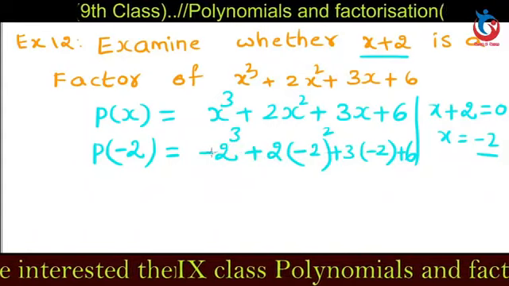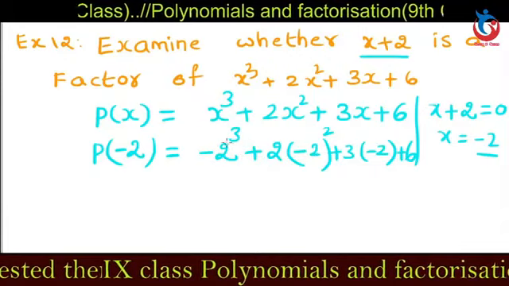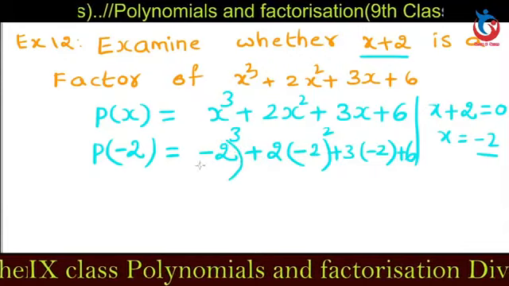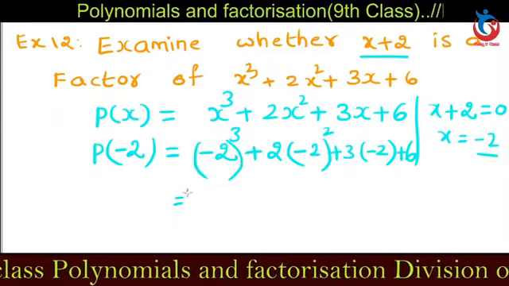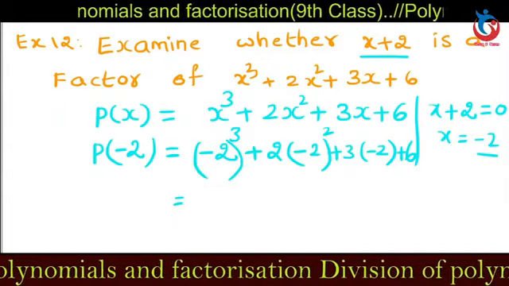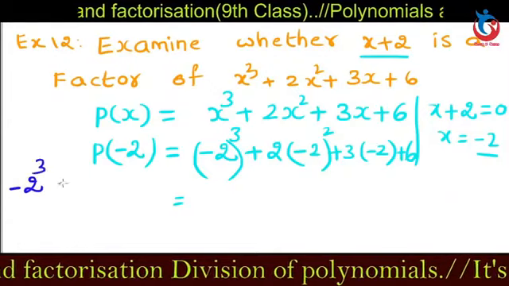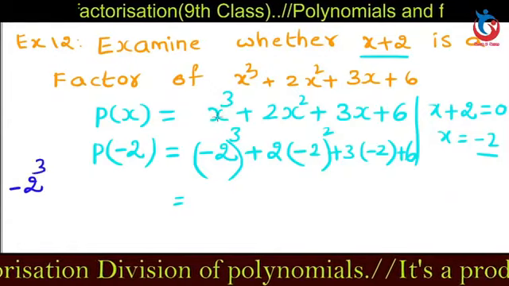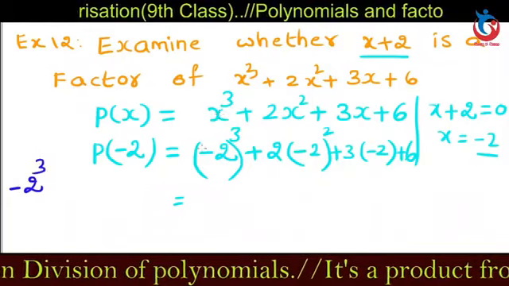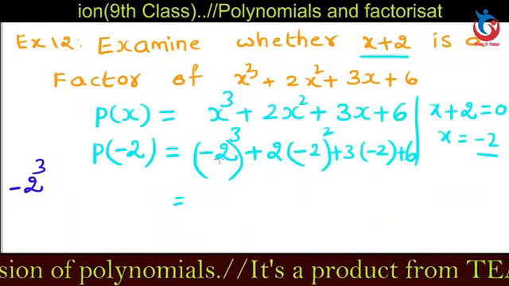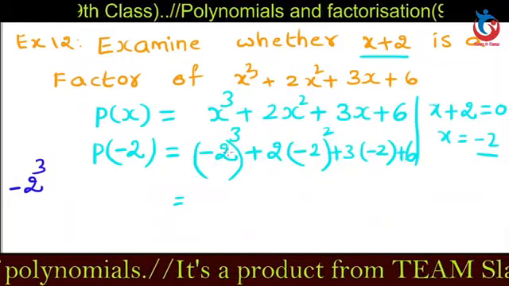When a negative number is having the power, we should keep the brackets. Why? Suppose if you did not write the bracket, then it will be treated as minus 2 cube. Actually, this cube is for x. In the place of x, what we have written is minus 2. So for that also the cube should be included.